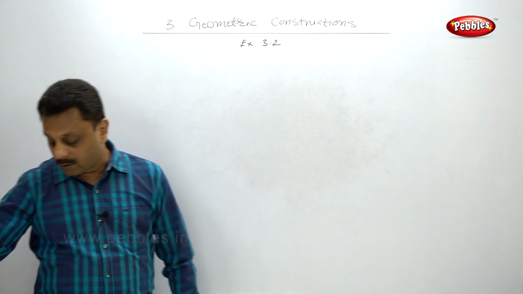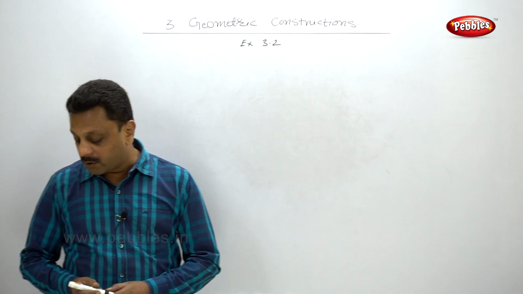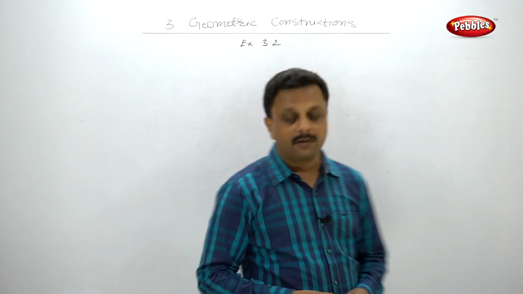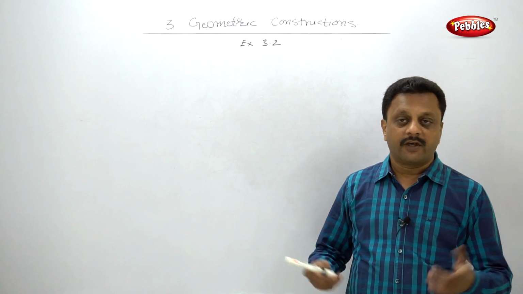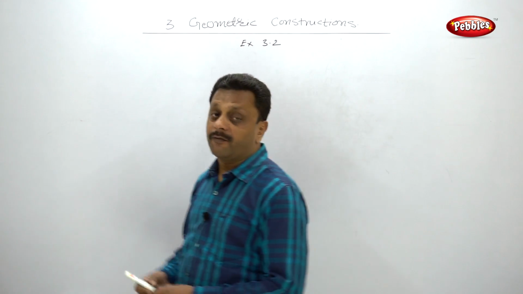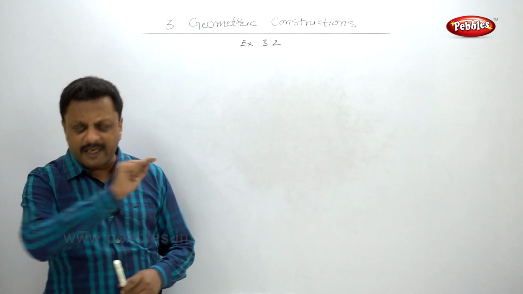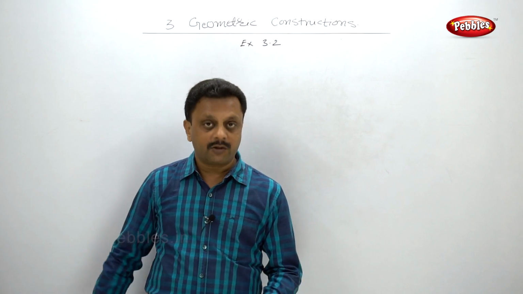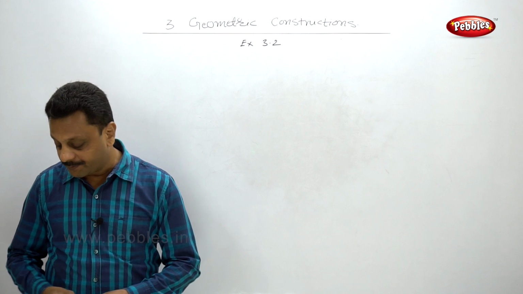Second example is, draw a tangent at any point R on the circle of radius 3.4 and center P. Very simple. Draw a circle of radius 3.4, take any point. When they say take any point, then generally take it on the horizontal line, don't take it here and there. You can take it, of course, but generally don't.